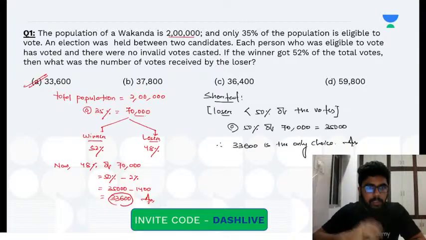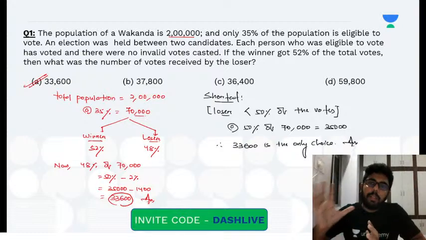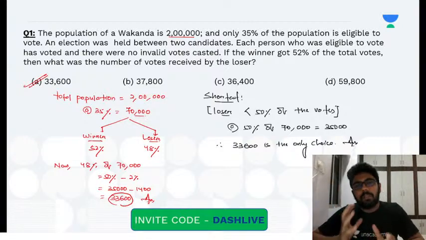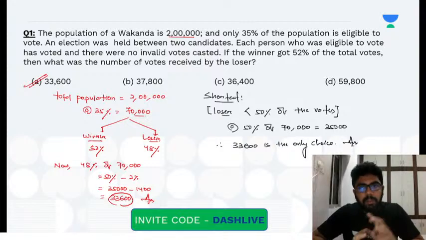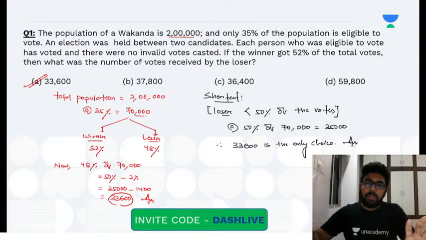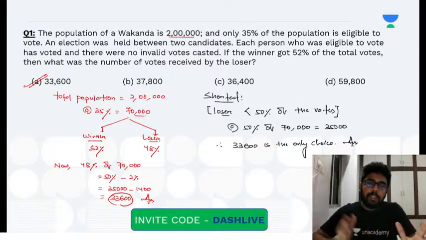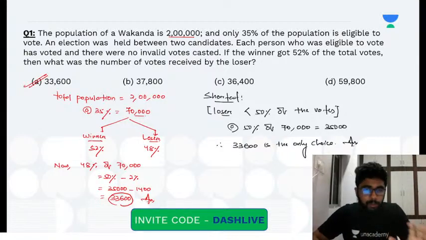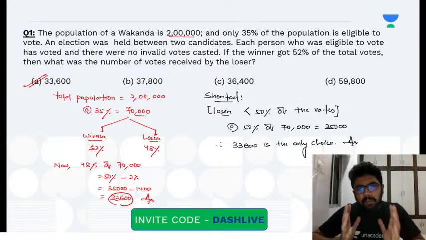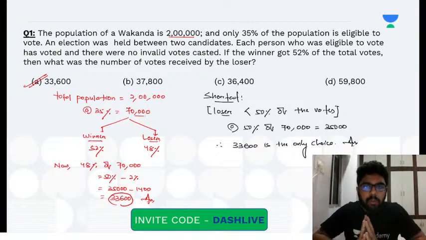Alright, let's see the answer. Look at the calculation that I've done. Total population is 2 lakh and 35% of the population is eligible to vote. Now, what is 35% of 2 lakh? 70,000. 35% of 1 lakh is 35,000, so 2 lakh will be twice that, 70,000. Now, winner gets 52%, so the rest of the votes will go to the loser, that is 48%, because there are no invalid votes, all the votes were valid. Winner 52%, loser 48%. Now, if you calculate 48% of 70,000, you can see it's 33,600. Hence, it's option A. Because it's a very simple question, you just need to calculate 48% of 70,000.